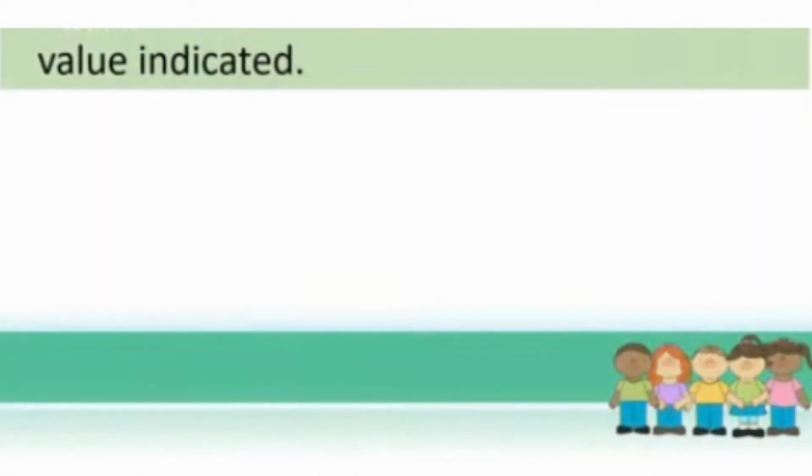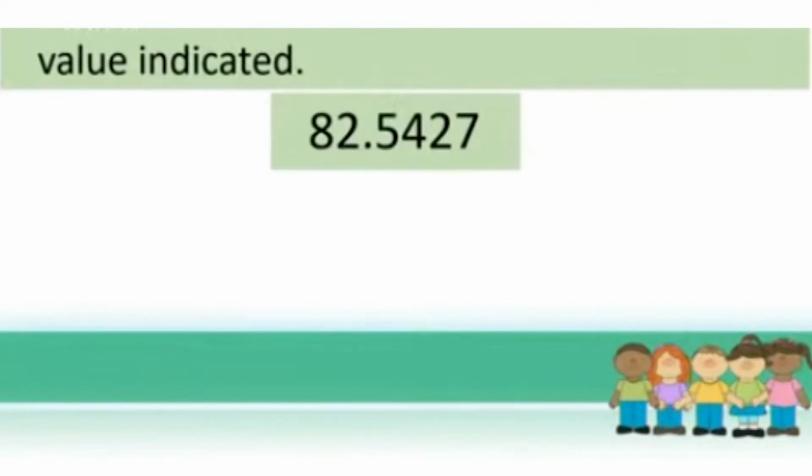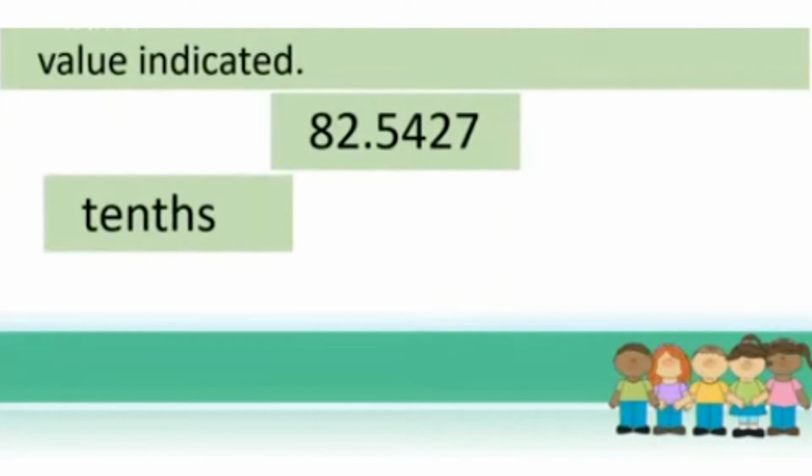Alright, let's try. Round the number to its nearest place value indicated. Our decimal number is 82 and 5,427 ten-thousandths. Again, our decimal number is 82 and 5,427 ten-thousandths. Let's start. Round to the nearest tenths. What is your answer?